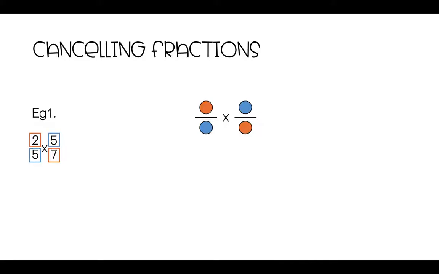And we look at our 5 and our 5. And here, our highest common factor is 5. And we say, well, how many times does 5 go into 5? Well, that happens once. And how many times does 5 go into 5? Well, that's once again. So what we do now is we rewrite the sum, replacing those numbers that we've cancelled down. So we've got 2 over 1 times 1 over 7. And if you remember from the previous video, we multiply our numerators and then we multiply our denominators. So we end up with 2/7.